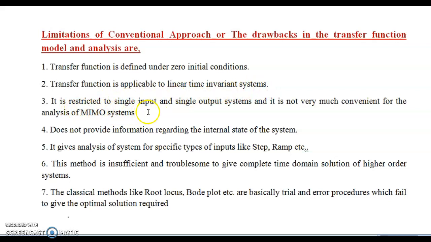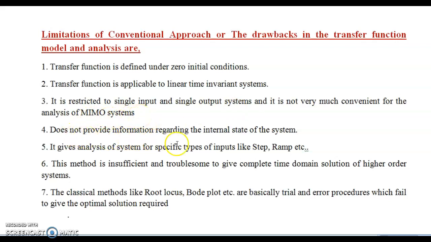Next, it is restricted only to single input and single output systems. Remember, only one input and one output. You have studied the transfer function U of t is only one input, and for the block diagram also you have used only a single input, single output system. It fails to analyze the MIMO system, nothing but multiple input, multiple output system.